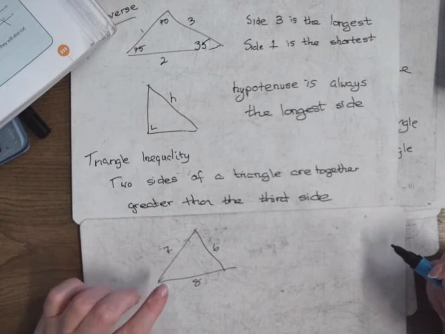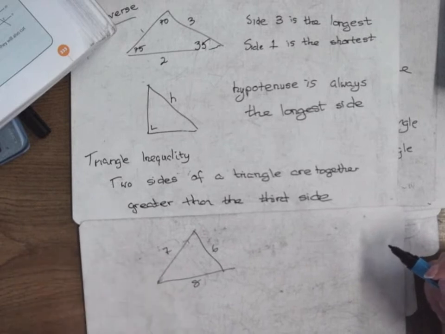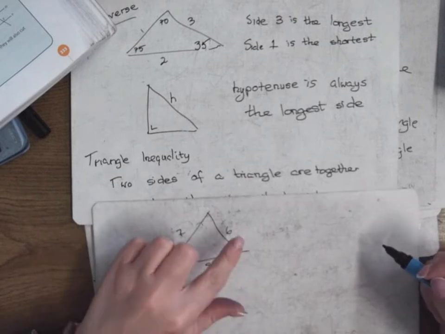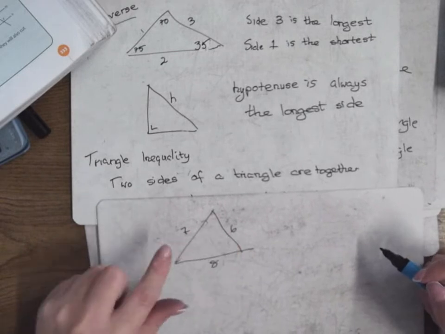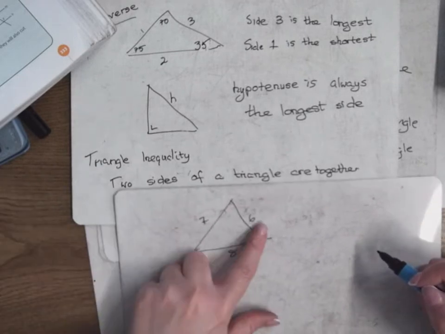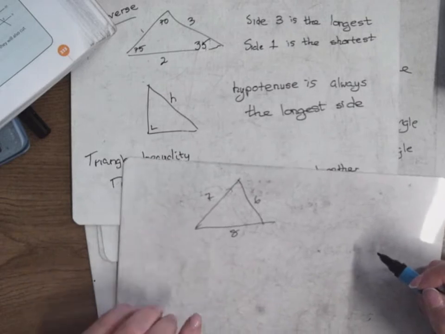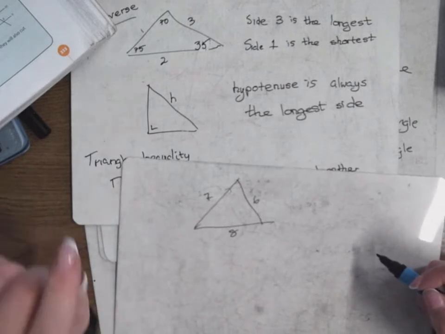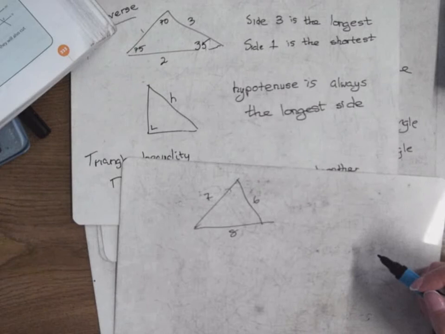If you add 7 and 8, you get 15. That's bigger than 6, isn't it? If you add 6 and 7, you get 13. That's bigger than 8. If you add 6 and 8, you get 14. That's bigger than 7. So if you add any two sides, it's always bigger than the third side.